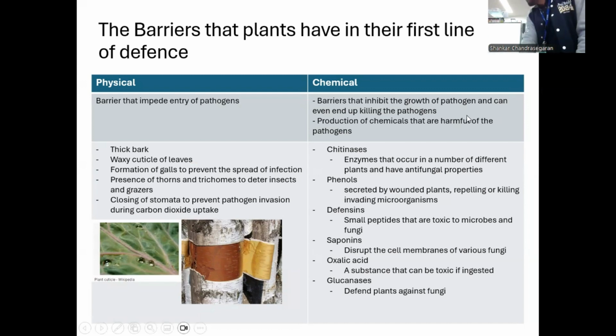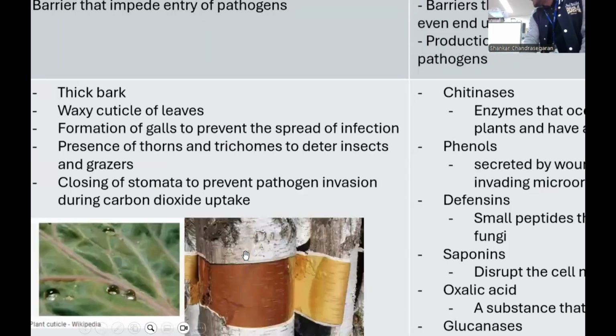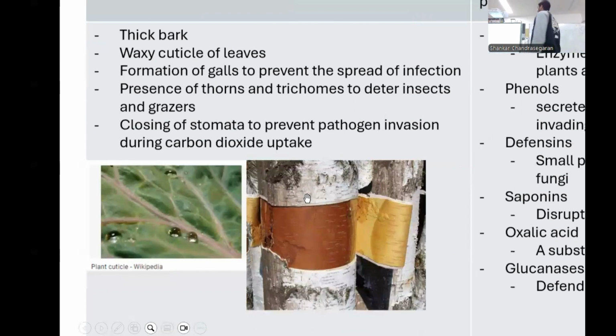So the fact that the bark of most trees is that thick is there for a reason, right? They basically ensure pathogens can't just easily get through the sensitive parts of the tree, right? Next is waxy cuticle of leaves. That's basically making sure that the leaves of the plant or tree can be waterproof at times. Also, formation of galls to prevent the spread of an infection. That's just a feature. Presence of thorns, closing of stomata to prevent pathogen invasion during carbon dioxide uptake.